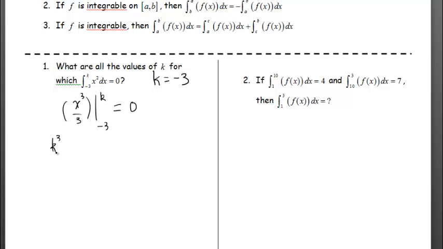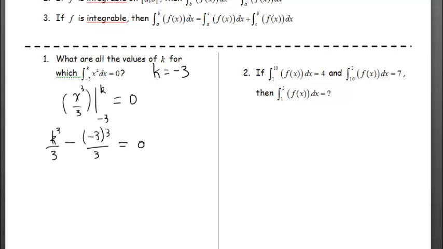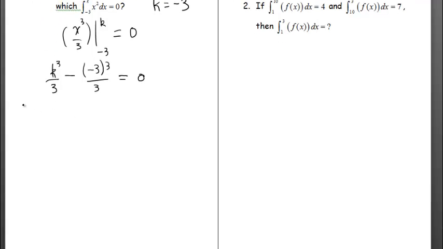So k cubed over 3 minus, plug in -3, cube it, divide by 3. Bring down the equal 0, or whatever number that happens to be. Notice back up here, I could have pulled out the 1/3 and put it in front. That probably would have made it a little easier. We'll go with this. All right. K cubed over 3 minus -27 divided by 3 is -9. Bring down the equal 0.